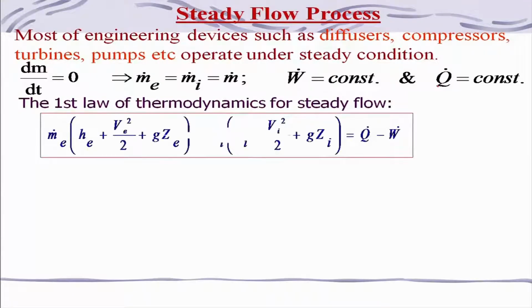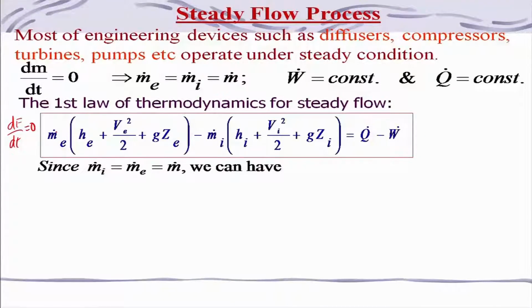Let us say the first law of thermodynamics for a steady flow process, what will it be? m dot times this term, that is your total energy at the exit, minus the total energy at the inlet, is equal to Q dot minus W dot, because in this case dE/dt is equal to 0. So, we are not considering the unsteady terms for the steady flow. And since m dot at the inlet is equal to m dot at the exit, that is from the mass conservation for the steady flow.